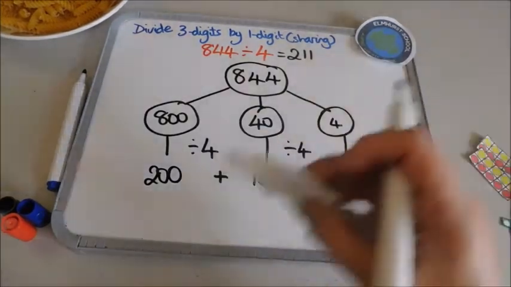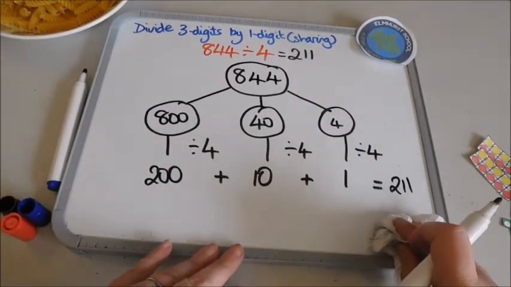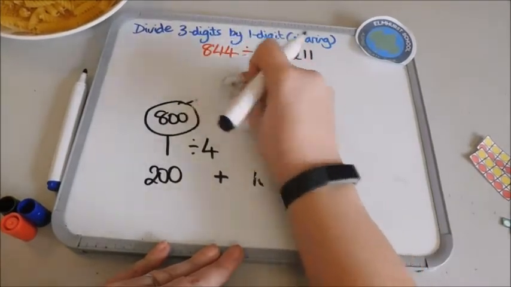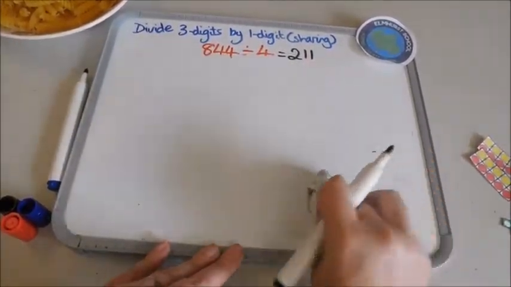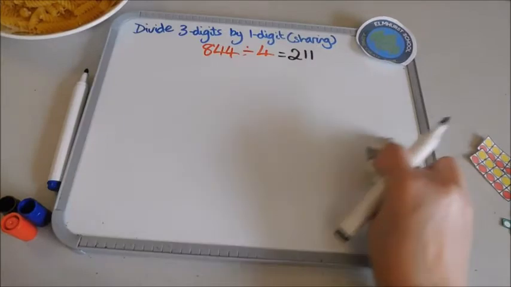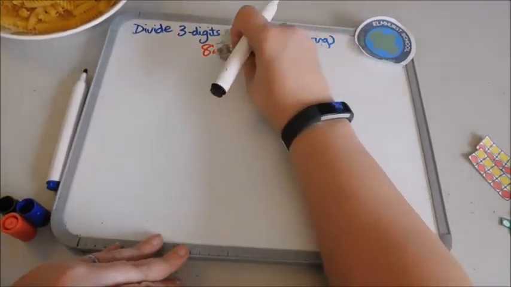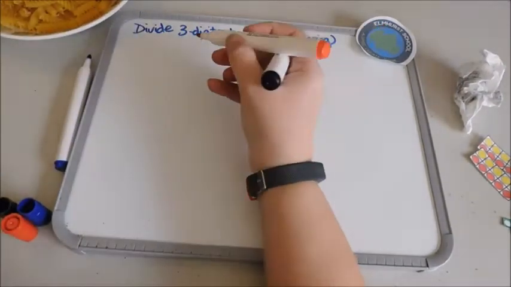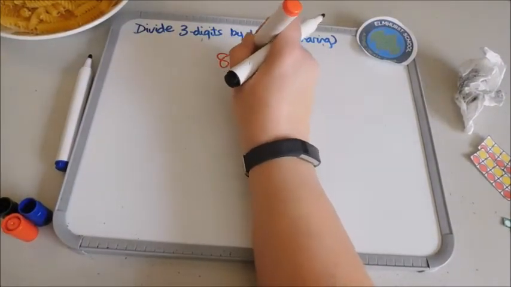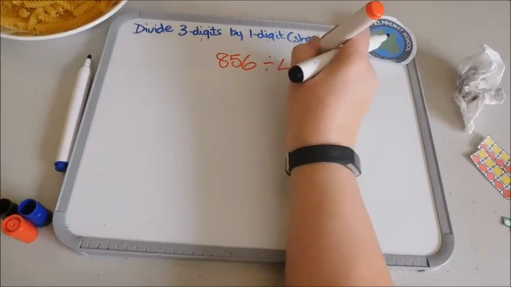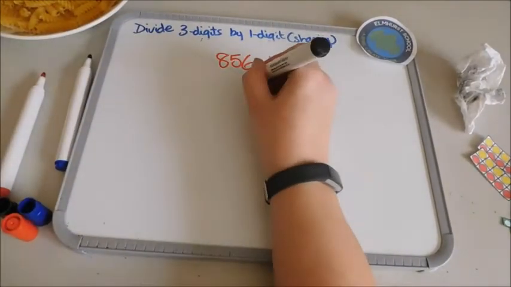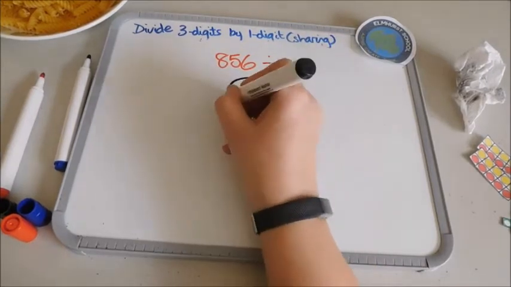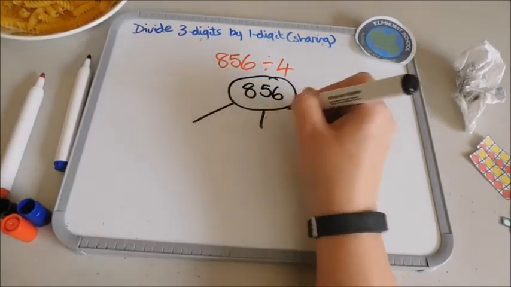Now I can do that if I think of a larger number. This time I'm going to change my calculation from 844 to 856 divided by 4. I'm going to show you how that works with a part-whole model again. So I put the whole in the circle at the top, and this time I'm going to partition it.